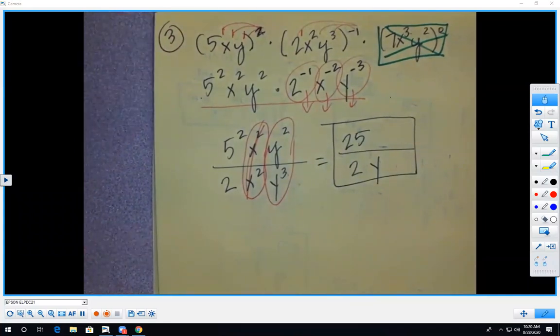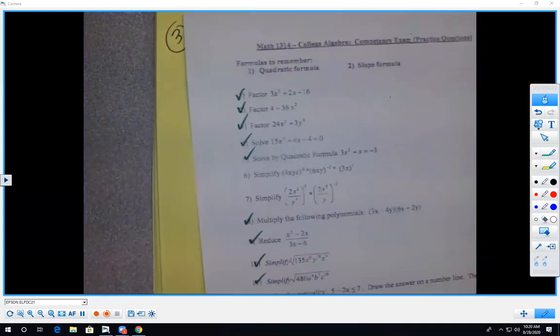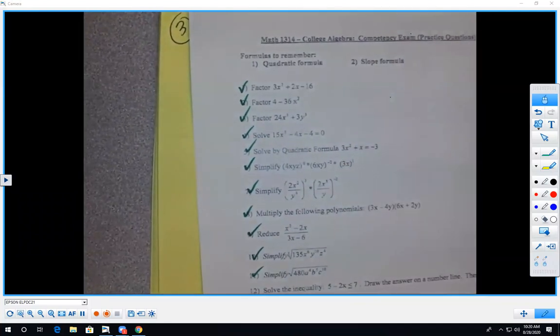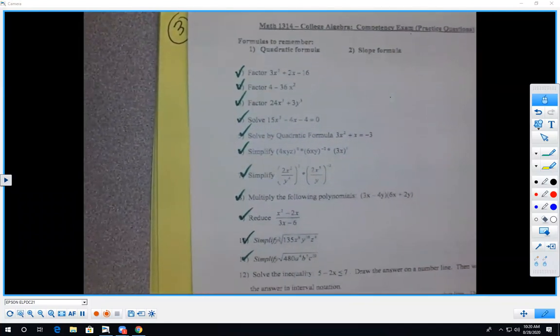Questions about that? Okay, so that was 6 and 7. You can go practice those on your own, and the answers are on the back. We did ones very similar to both of those.